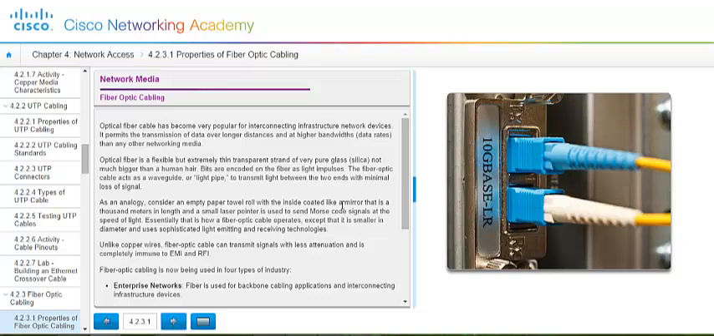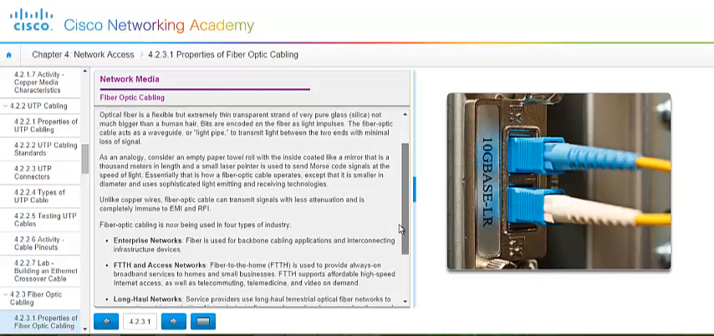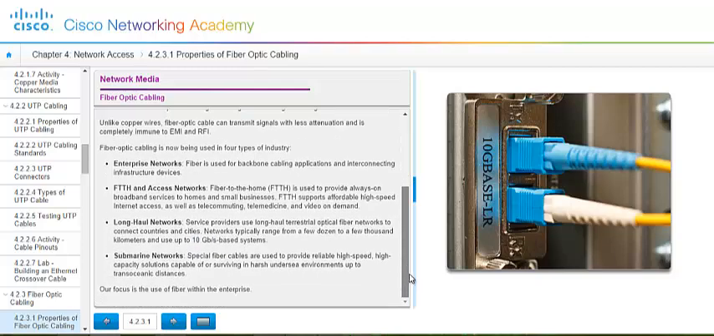Next we have fiber optic cabling, and the optical fiber cable has become very popular for interconnecting network devices. Here locally in Cleveland County, there's a company now who is running fiber optic throughout the county. And their speeds are phenomenal on the fiber optic cable. It's now being used in 4 types of industry.